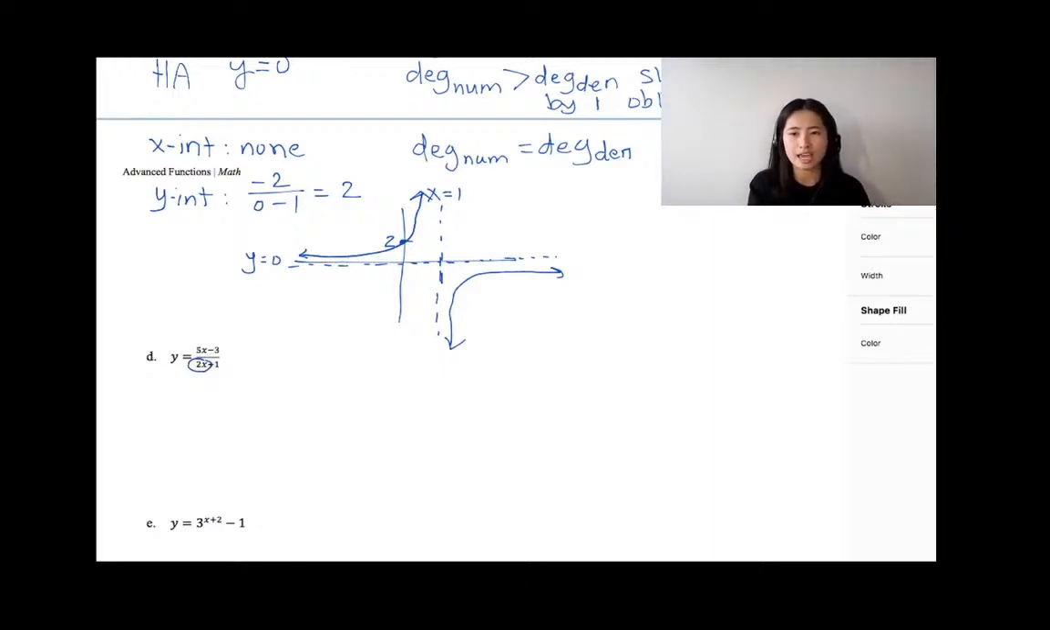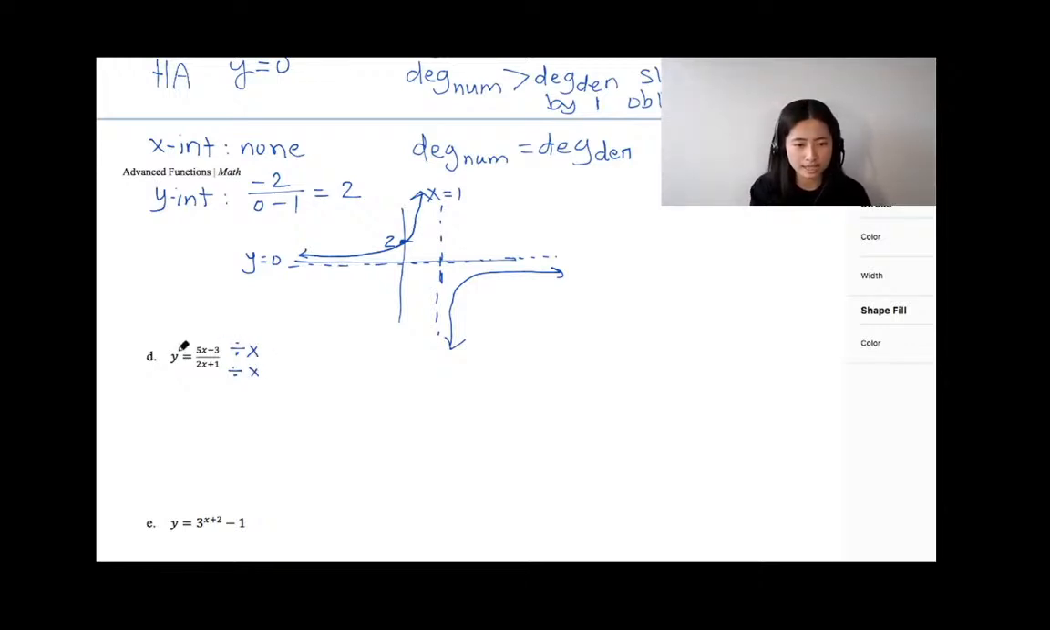So in this case, what you need to do is divide both your numerator and your denominator by the highest power of x, which is x, right? So it really varies. For example, if you have x squared, then you would have to divide by x squared. So highest power of x, make sure to divide by that.